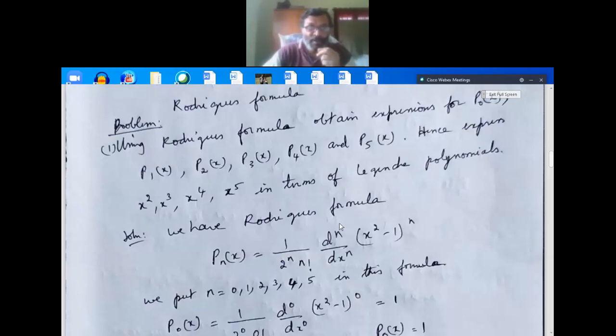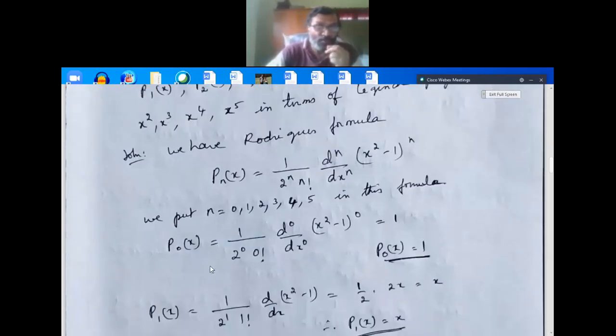First, if I want to find P0 of x, you know from the starting I derived that P0 of x is 1 and P1 of x is x. We'll see whether we get it. P0 of x means put n equals 0. If I put n equals 0, 1 by 2 power 0, 0 factorial, d power 0 by dx power 0, x squared minus 1 power 0. Anything power 0 is 1.